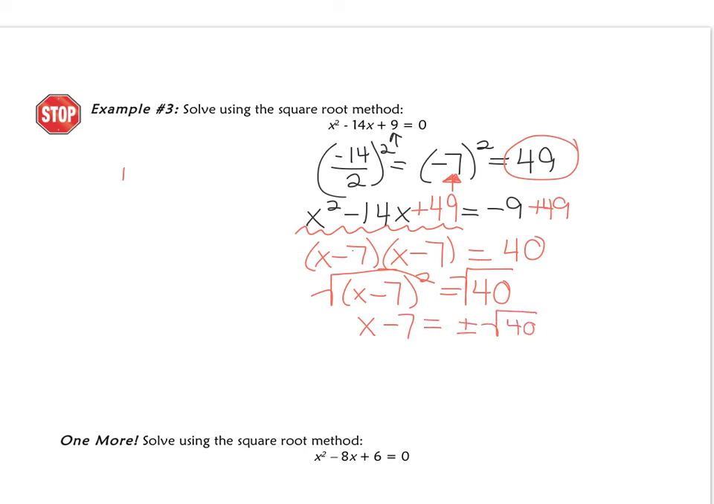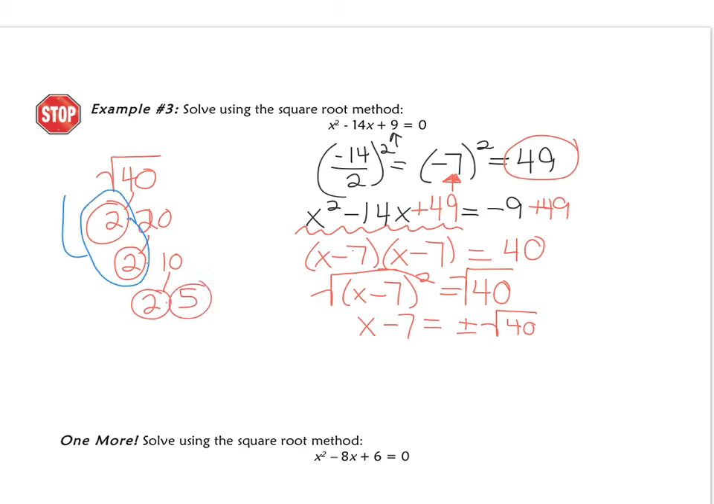Off to the side here, to the left, let's simplify the square root of 40. This is 2 times 20. Circle the 2 because it's prime. 2 times 10. Circle the 2 because it's prime. And then 2 times 5. Circle both numbers. They're both prime. Look for pairs of numbers. I see a pair of 2's here. One gets out.